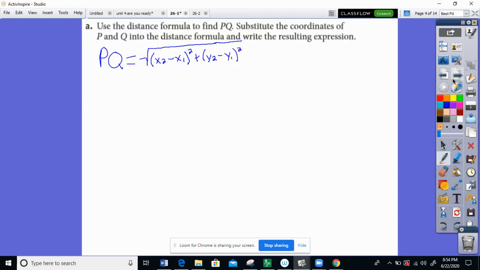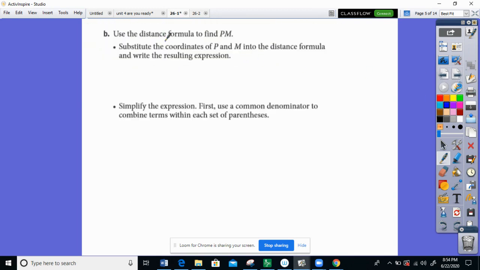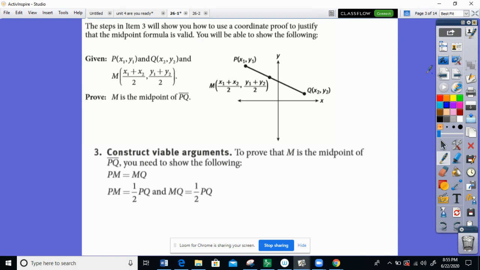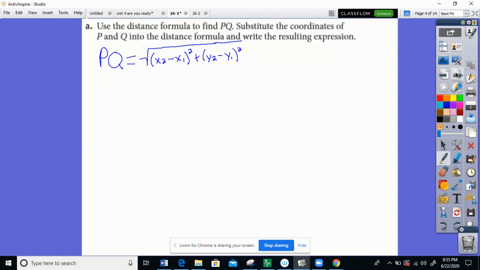So we're going to start off by finding the length of segment PM with the distance formula. This is going to be a little bit trickier because now we've got x1 and y1 for the coordinates of P, but the coordinates of M are x1 plus x2 divided by 2 and y1 plus y2 divided by 2. So we're going to plug this x value for the midpoint in first.